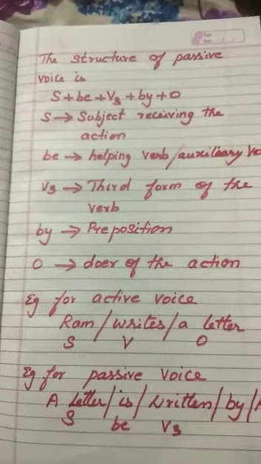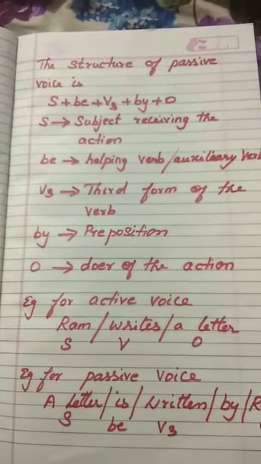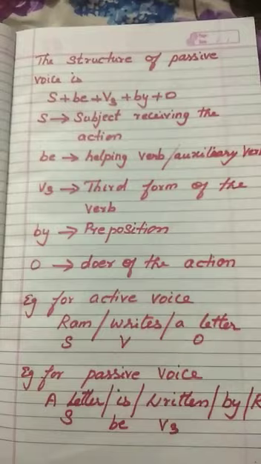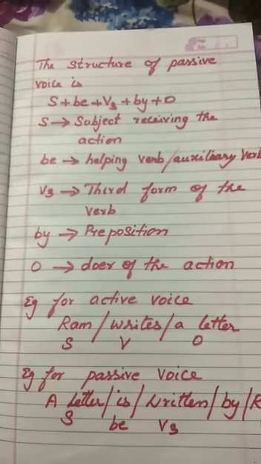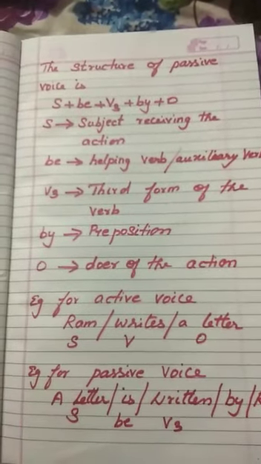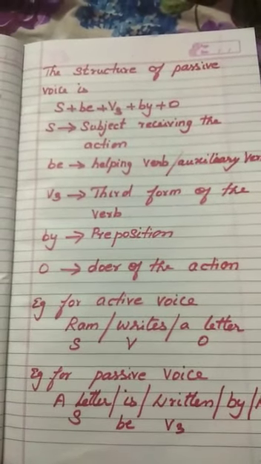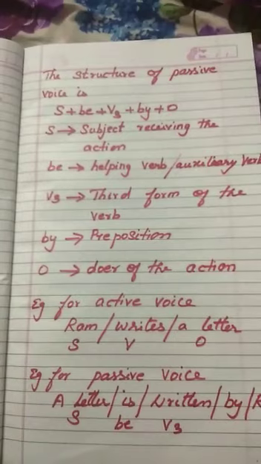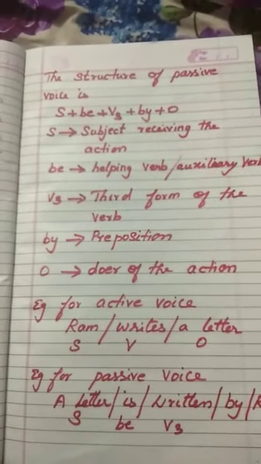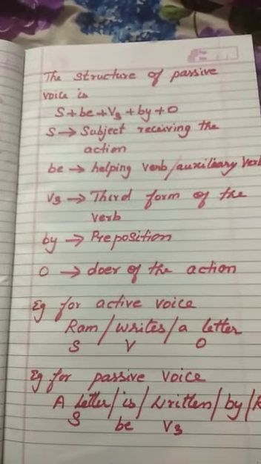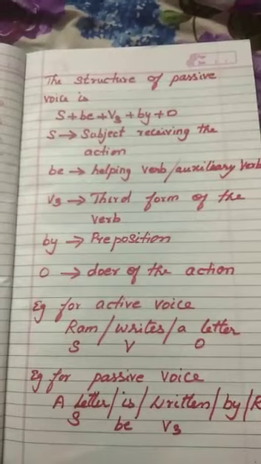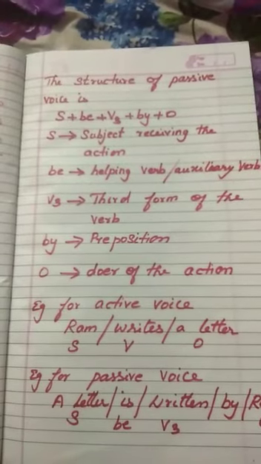An example for active voice is Ram writes a letter. First we have to split the sentence into the sentence pattern. Ram writes a letter. Here Ram is the subject. Who writes a letter? Ram. So you are answering the question who. And then writes is the action word. What did Ram write? A letter. So a letter is the object. That is the receiver of the action.